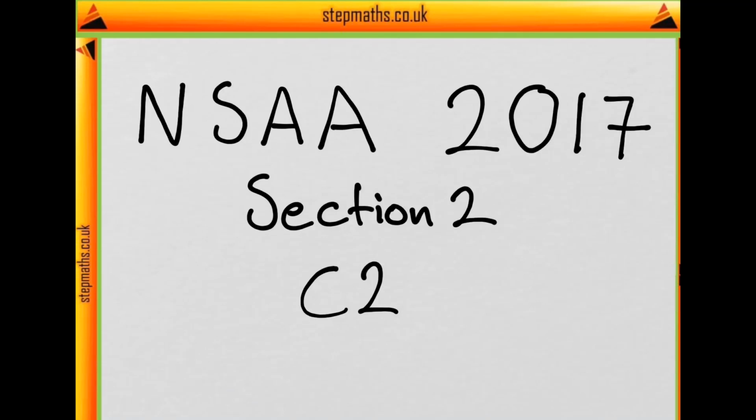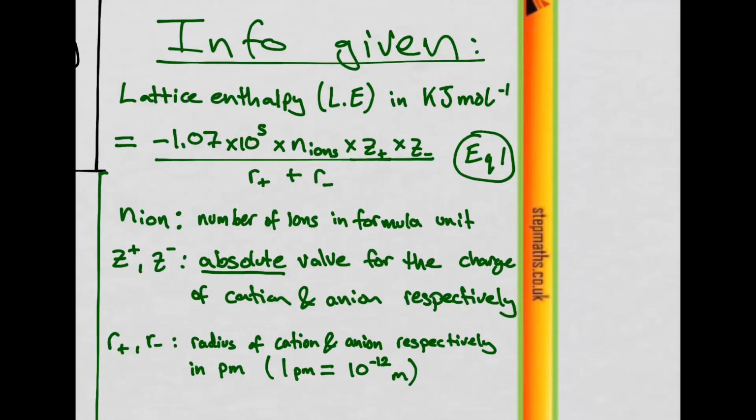Hello, in this video I'll be showing you how to answer the NSAA 2017 Section 2 question C2. At the start of the question you're given the following information. The lattice enthalpy in kilojoules per mole is given by equation 1.